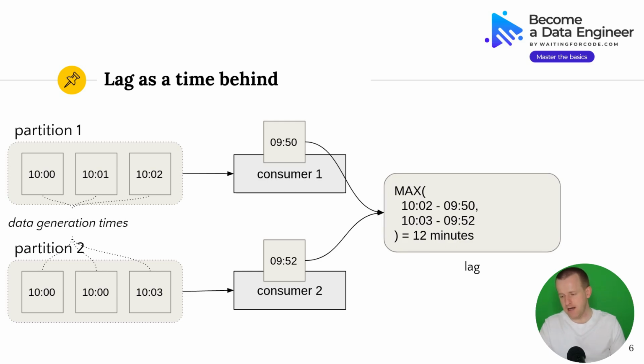And the lag is defined as the max function from the difference between the last available event in each partition and the event time of the processed row in the corresponding consumer. So here you can see that the max for that is 12 minutes, meaning that our consumers are 12 minutes late regarding the data generation time of the producers.